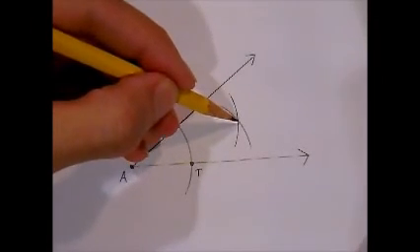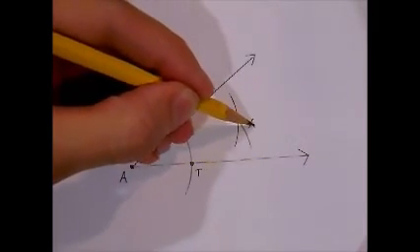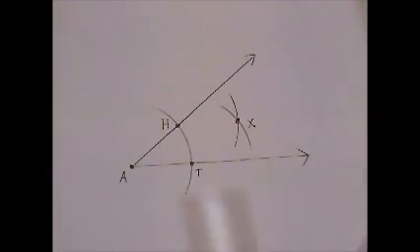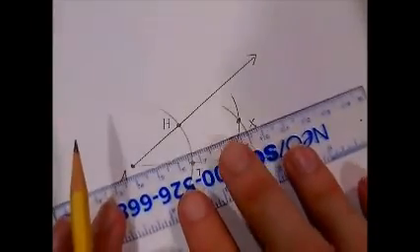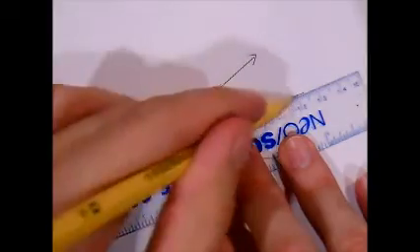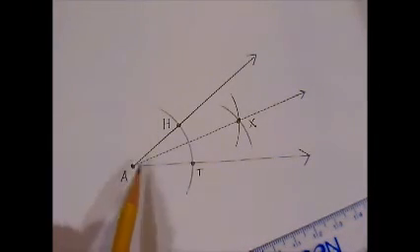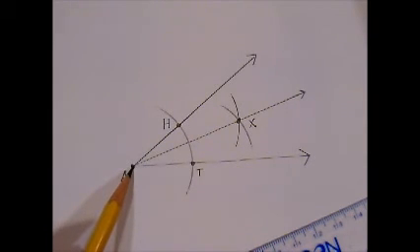Call the intersection of the two arcs X, because remember, X marks the spot. Now, with the straight edge, we are going to draw a ray starting at the vertex A through the point X that we just marked. And there you go. So this ray is dividing the large original angle A into two smaller congruent angles.